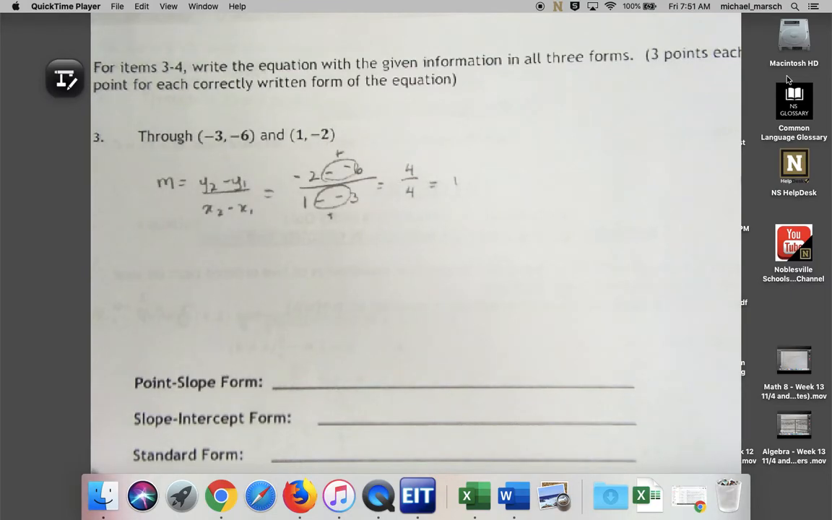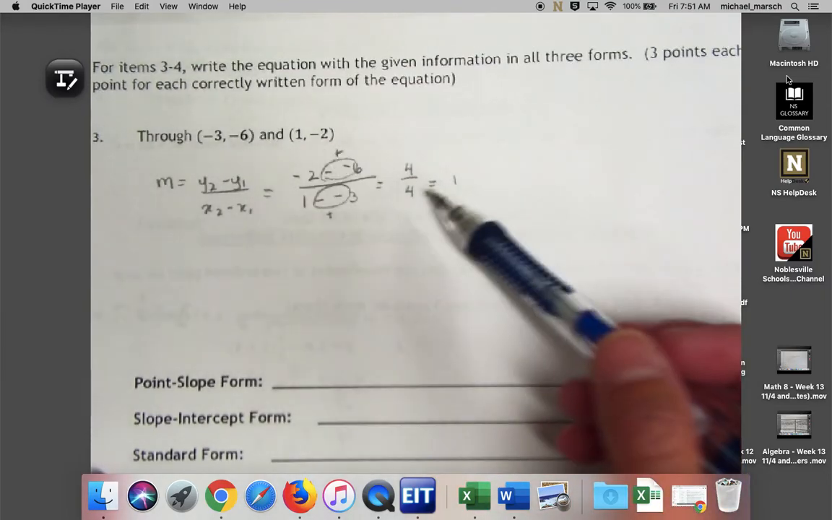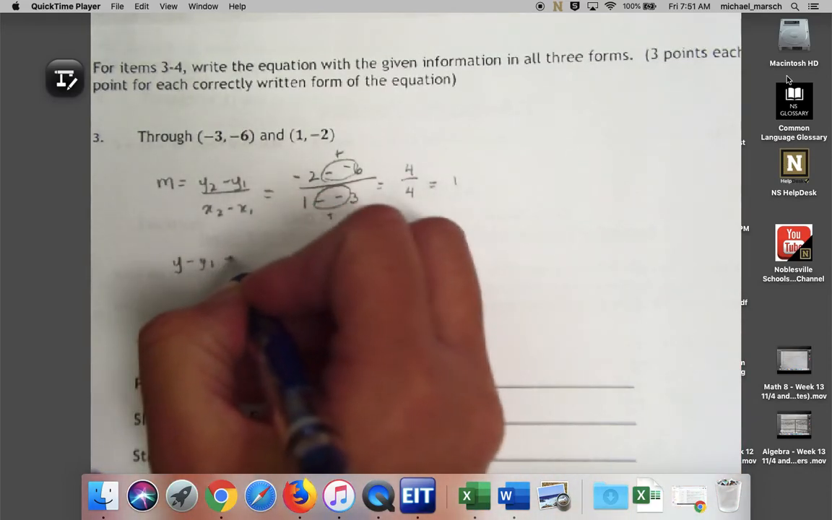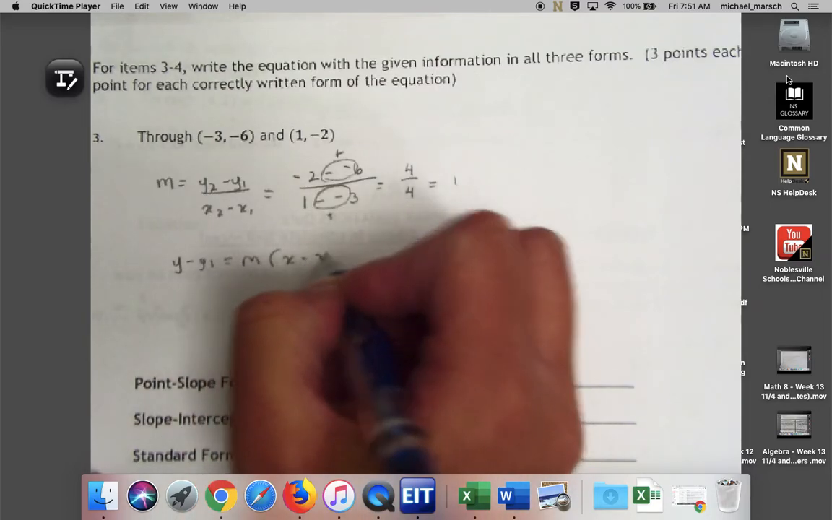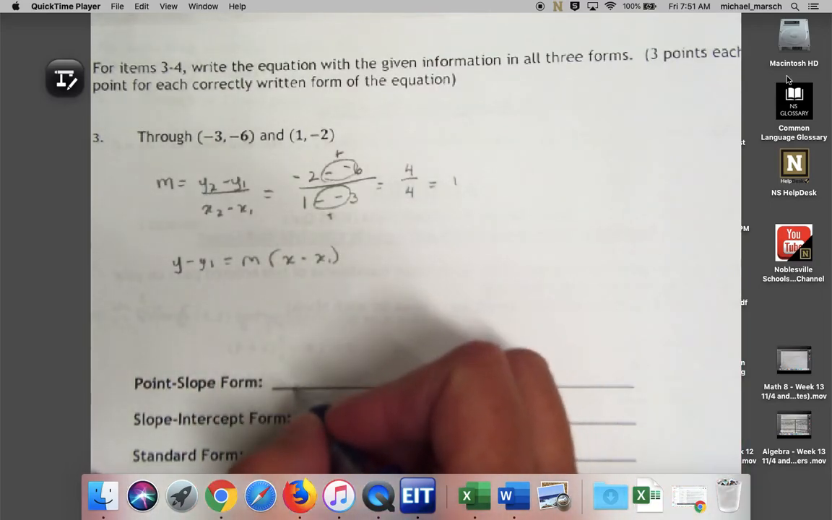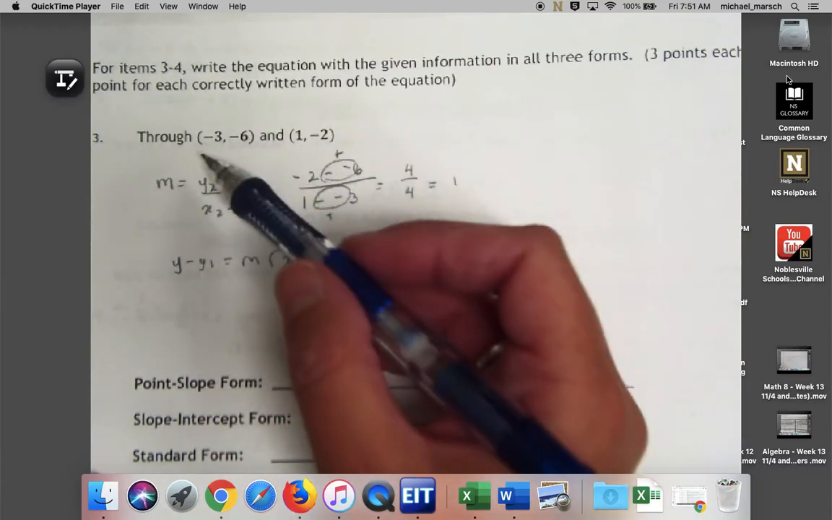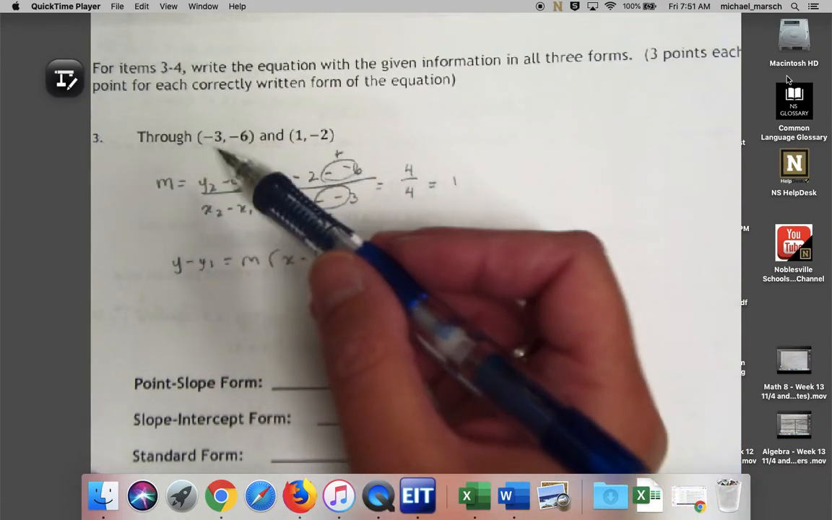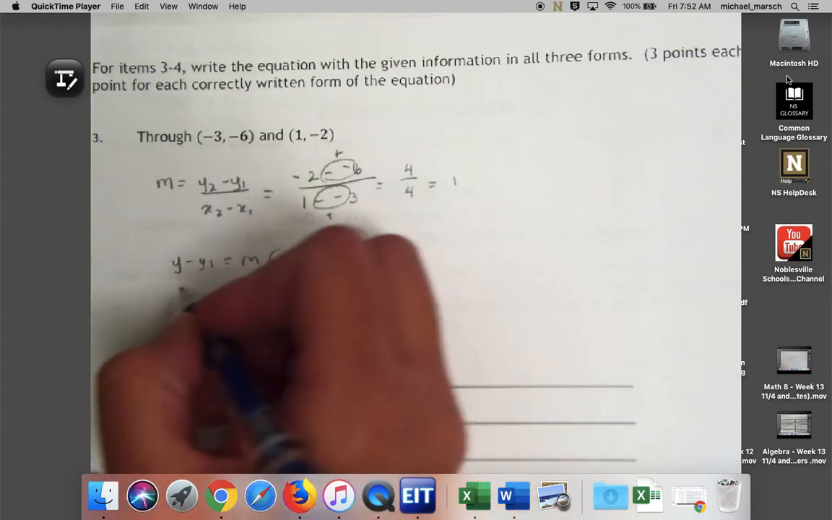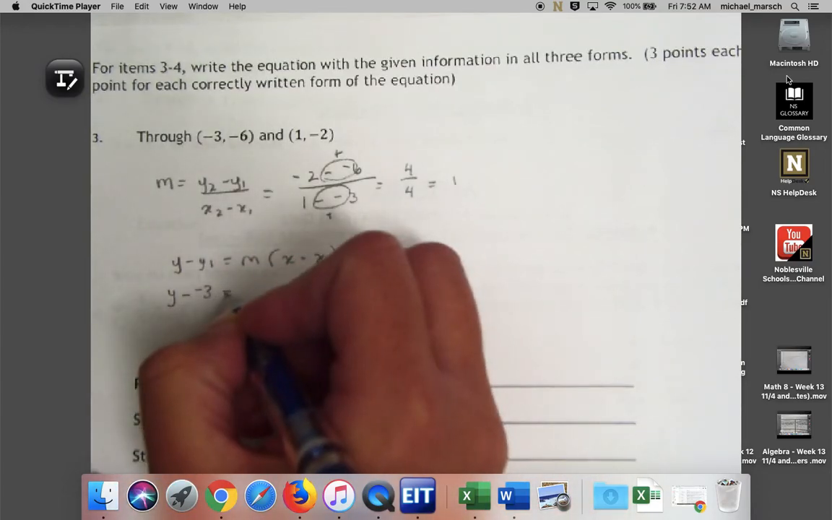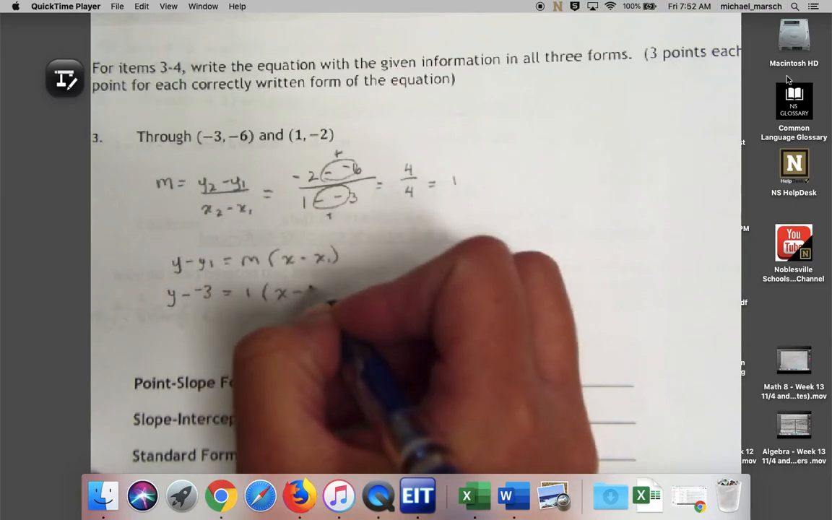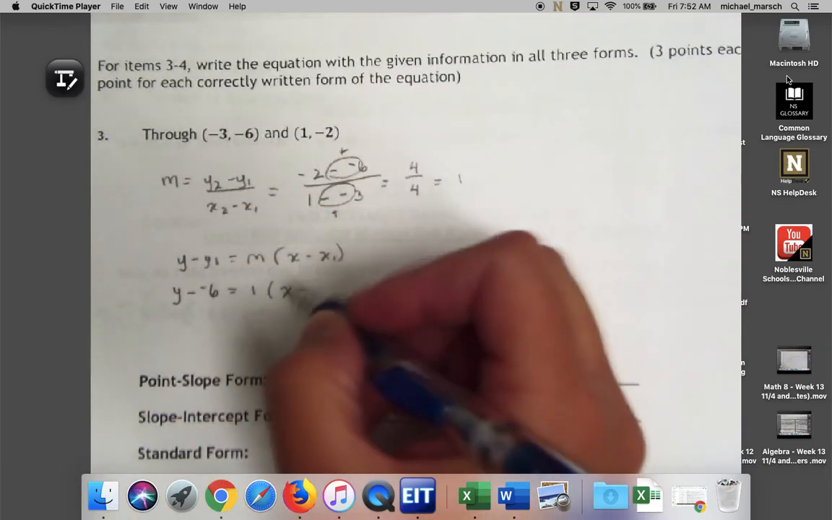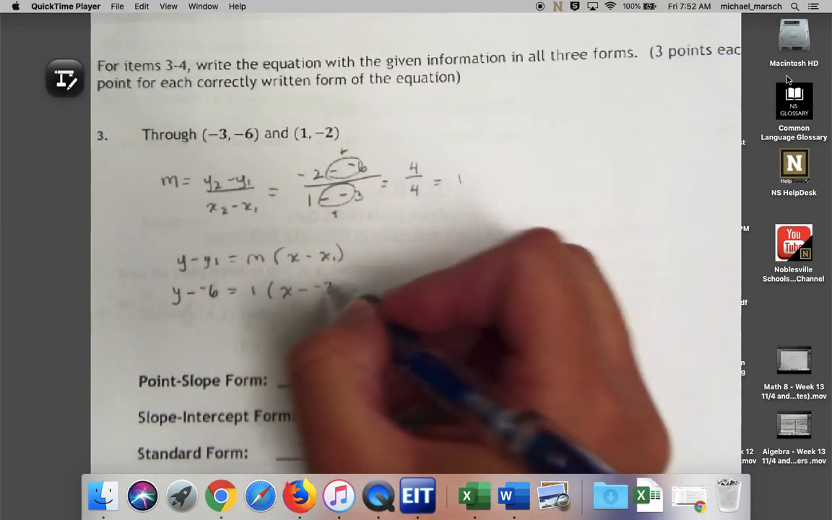Easy peasy. Okay, so for point slope form, I can go ahead and do that. Remember, point slope form is y minus y1 equals m times the quantity x minus x1. So my point slope form is going to be, and you could use either point. Remember, I will accept both points as your answers. I always go with the first one just because it's the first one. So I'm going to get y minus negative 6 equals 1 times the quantity x minus negative 3.